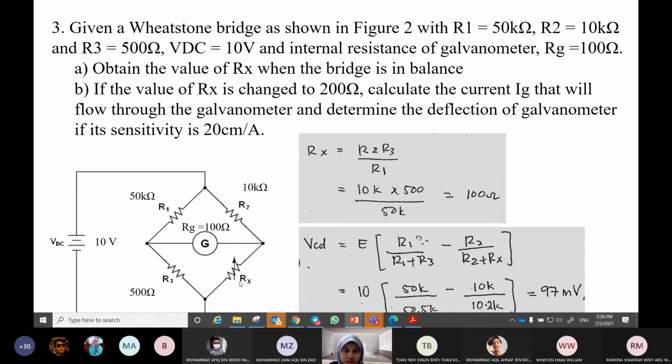Okay, but now RS is unknown. So what is the value of RX? When the bridge is balanced, we just use the formula R1 RS is equal to R2 R3, and then we find what RS is. So RX is equal to 100. So to make this circuit balanced, RX must equal 100 ohm. Can you, Akil? Yes. Understood. Once we get that value, the circuit is balanced.